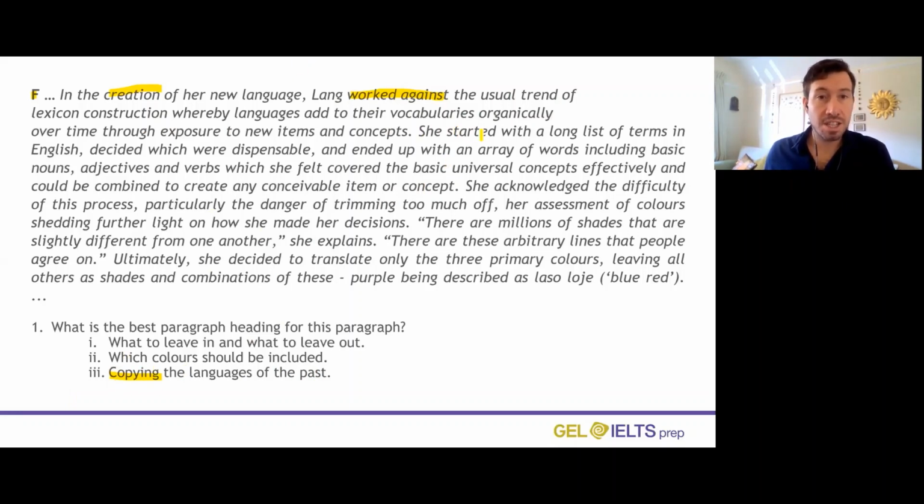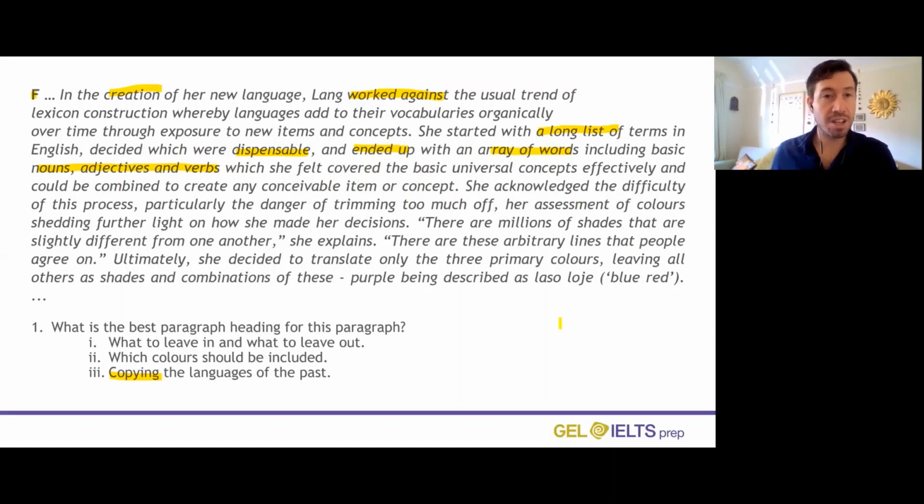It then says she started with a long list of terms and decided which were dispensable, so which you could throw away, and ended with an array of words, including nouns, adjectives, and verbs, which she felt covered the basic universal concepts effectively and could be combined to create any conceivable item or concept. So from the first two sentences, we've got a lot of information there already.